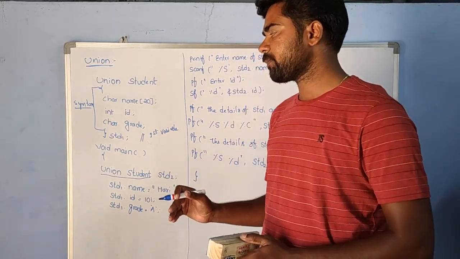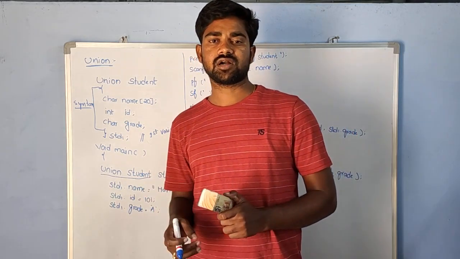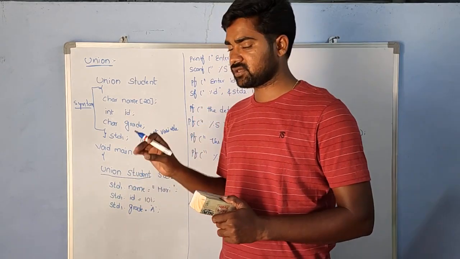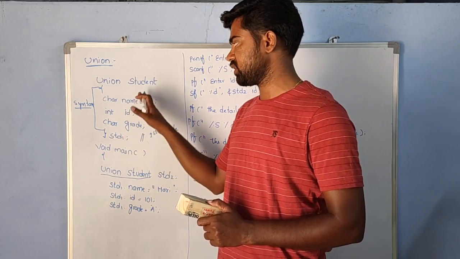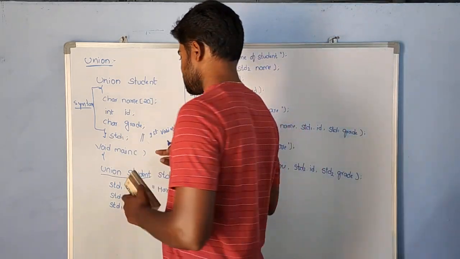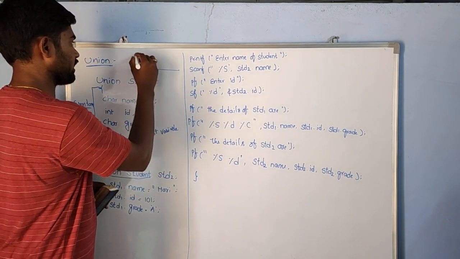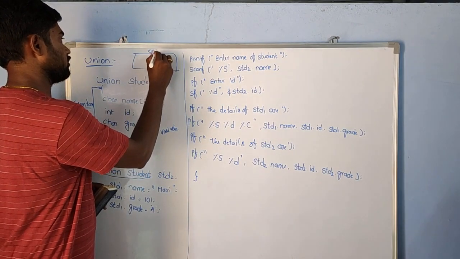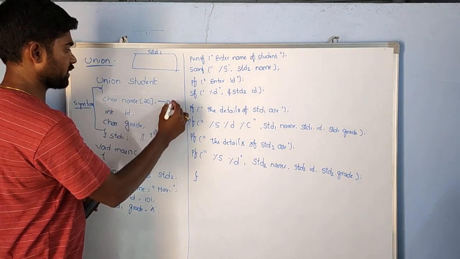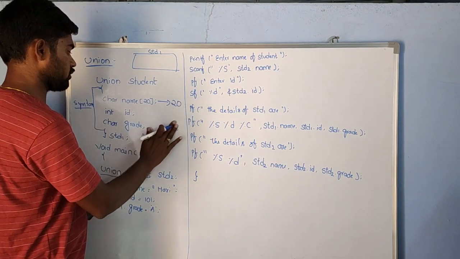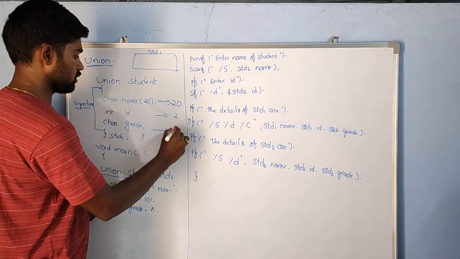Now what will happen whenever I create a variable for the union? Automatically those union members get memory allocation when we create a variable for this student. So std1 got memory allocation of how many bytes? Let me see. Here this character name occupies 20 bytes. Now this ID occupies 2 bytes. Now this grade occupies 1 byte.